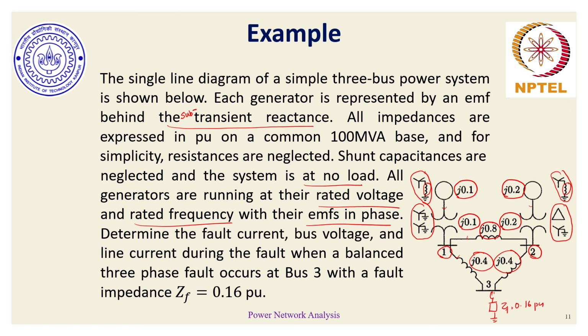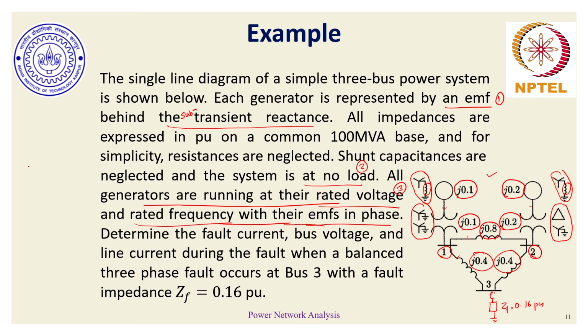So what do we do? We have to apply Thevenin's theorem, but before we apply Thevenin's theorem, let us take certain relevant information from the statement which has been given. The generators are represented by an EMF behind the subtransient reactance, that is information number 1. Information number 2, the system is at no load. Information number 3, all generators are running at the rated voltage with rated frequency so that the EMFs are all in phase.